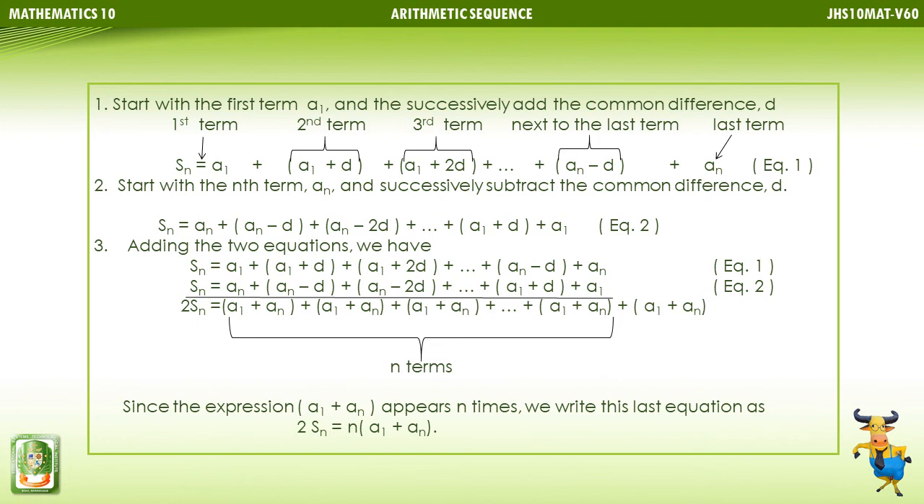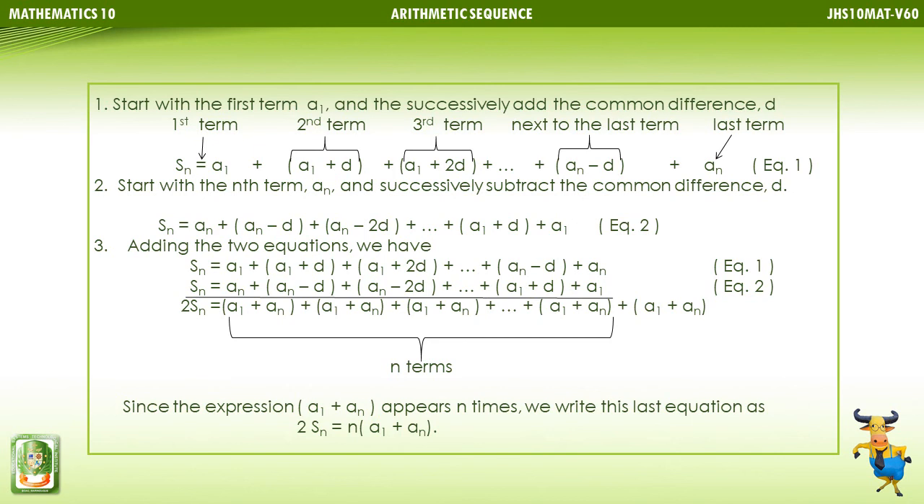Equation 2. 3. Adding the two equations, we have: S sub n equals A sub 1 plus A sub 1 plus d plus A sub 1 plus 2d plus ... plus A sub n minus d plus A sub n. Equation 1. S sub n equals A sub n plus A sub n minus d plus A sub n minus 2d plus ... plus A sub 1 plus d plus A sub 1. Equation 2. 2S sub n equals A sub 1 plus A sub n plus A sub 1 plus A sub n plus A sub 1 plus A sub n plus A sub 1 plus A sub n plus A sub 1 plus A sub n.